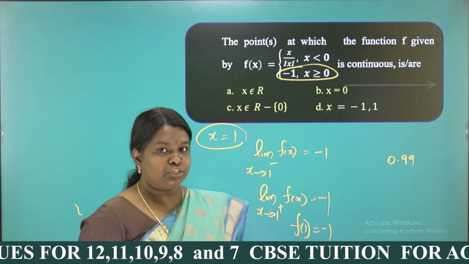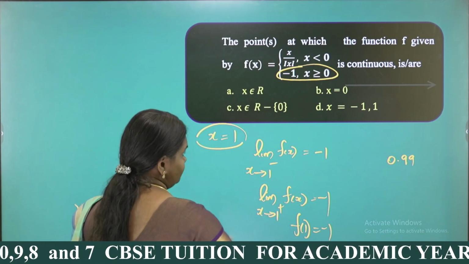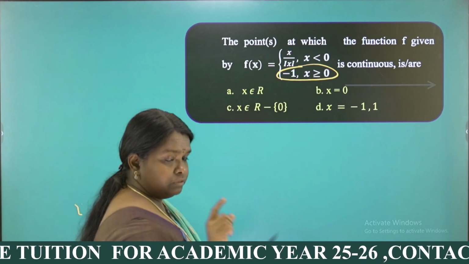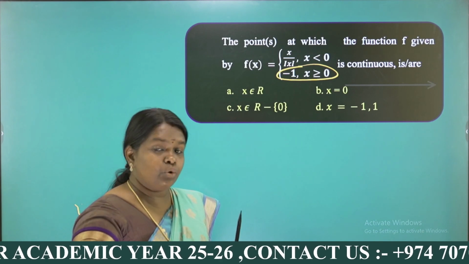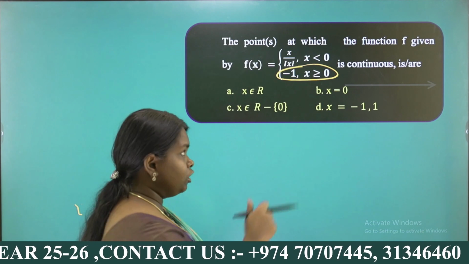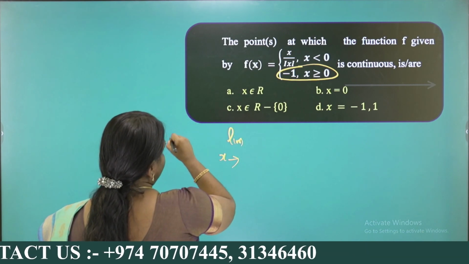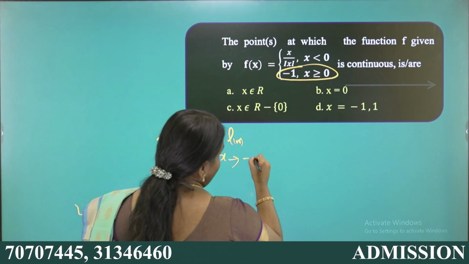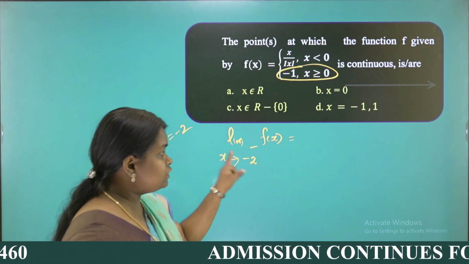Let me check with a negative real value as well. Negative real value, if I take, okay dears, I'm rubbing this off. For the time being, what is our conclusion? It is continuous at x equal to 0 and it is continuous for every positive real value. That was our conclusion. Now we will see limit x tending to, I'll take x equal to negative 2, just a negative real value. So what is happening? Minus 2 minus f of x.